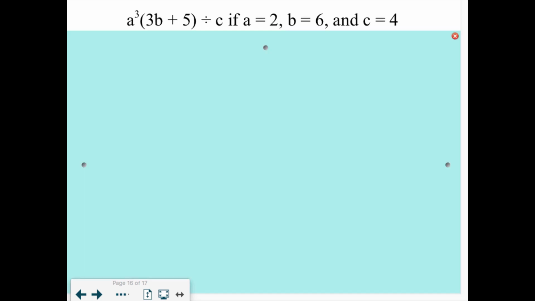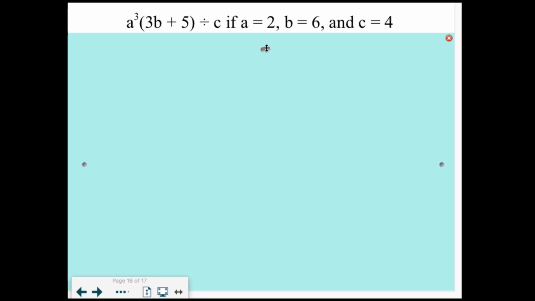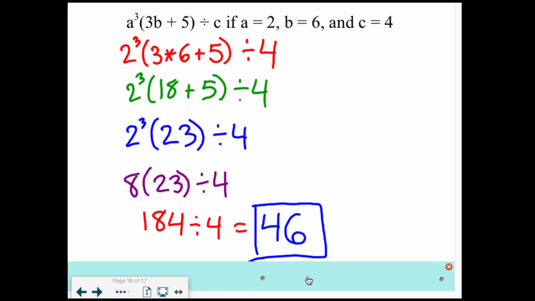Go ahead and try this one on your own. Again, make sure you are showing each step and showing all of your work. So you should have gotten a final answer of 46. Here is all of the steps that you should have followed.